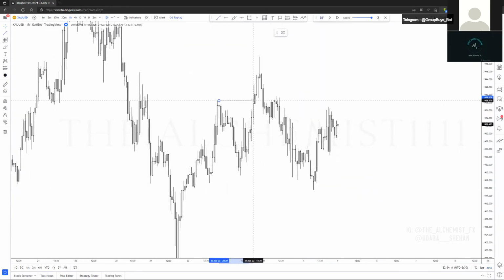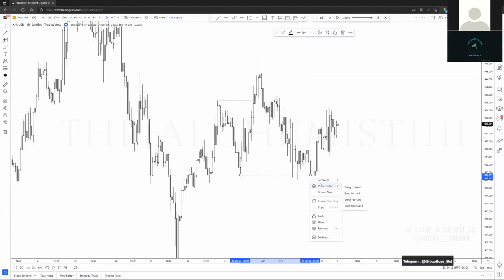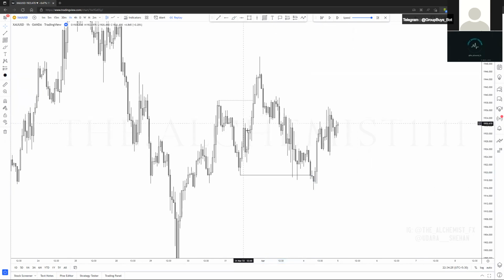Stop hunt. And a breakout structure. Why am I marking it out from here? Because this is where they actually broke structure. See, a body closing. I wouldn't count this as a breakout structure. A wick isn't a breakout structure. It's only a stop hunt.